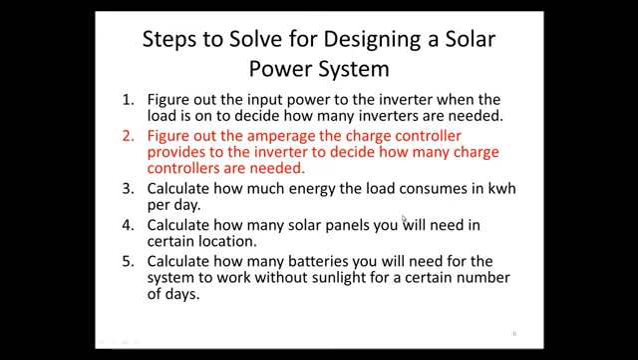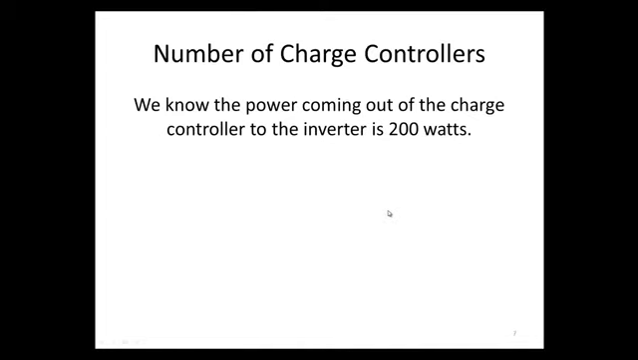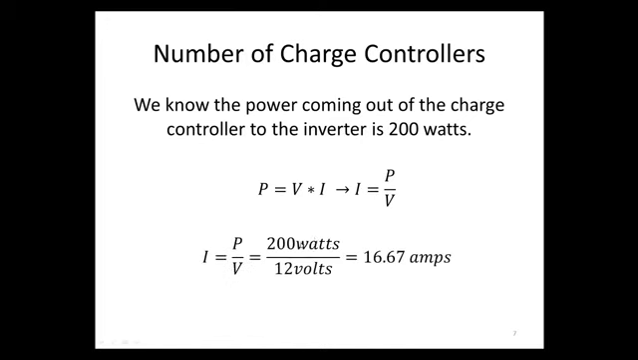Now step 2, we want to figure out the amperage the charge controller provides to the inverter to decide how many charge controllers are needed. We know the power coming out of the charge controller to the inverter is 200 watts. We have to figure out what the current is, because the charge controller is rated with a current rating. If we remember that power equals voltage times amperage, we can again rearrange the equation for the unknown: amperage equals power over voltage. The power is 200 watts, and the voltage is 12 volts, so the amperage is 16.67 amps, coming from the charge controller and going to the inverter.